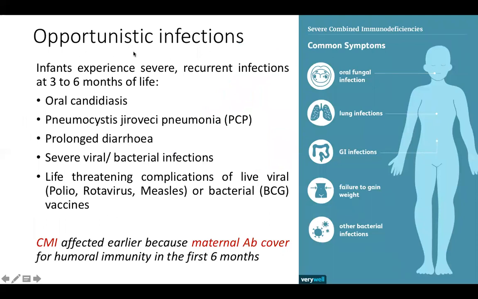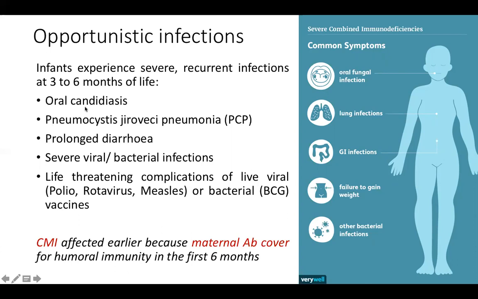So coming to SCID now, severe combined immunodeficiency. What are the opportunistic infections? So which opportunistic infections will be seen? I told you both T cell and B cell are defective. So you will see a wide range of infections, and the infant will start having these infections at a very early stage of life, 3 to 6 months.